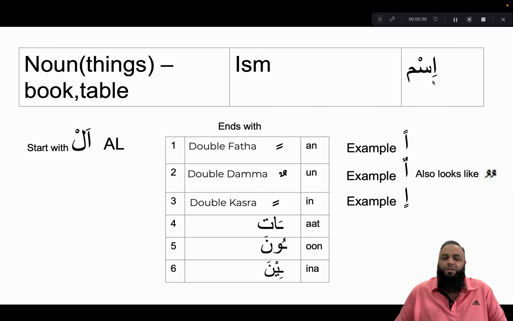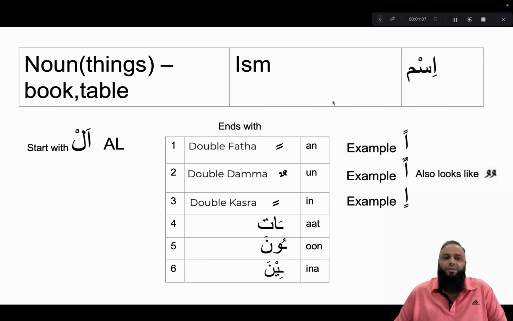So you have this written in Arabic here, and if you don't understand Arabic, it's fine. We are just trying to learn the words, the sounds, and hopefully this will keep repeating and it will start becoming familiar to you. So ism, okay, and this is how you would spell it out in English, right? So anything that's a noun, a thing, like a book, table, pen, bottle, all of these things are ism in Arabic, right?